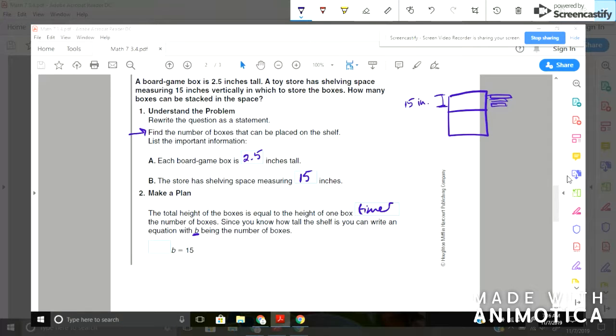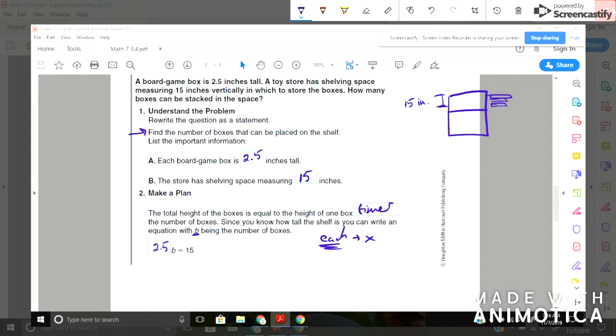I'm going to give you guys a little hint here: a lot of times in math, "each" means to multiply. So how tall is each box? Each box is 2.5 inches tall. So if we took 2.5 inches and multiplied that by the number of boxes we have, that should give us our total amount of space.